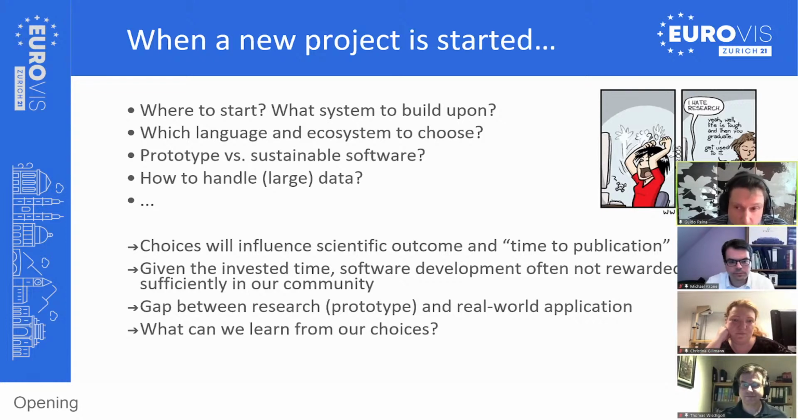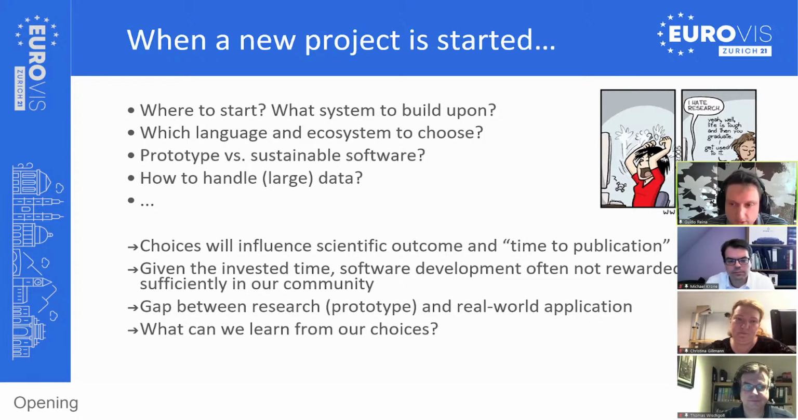Then there comes a core question. Will you actually build a throwaway prototype that works for only one paper? Or should the software be still useful a year later, or maybe even sustainable? And there are many other recurring problems, for example, handling large data and so on. And all of this can be quite a pain for the PhD student. And it has a major and non-trivial impact on the scientific outcome and the time to publication of each project.